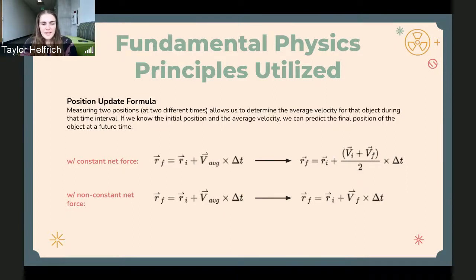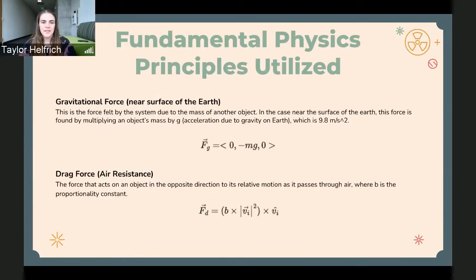And the average velocity for a constant net force is the arithmetic average, and it is the final velocity for a non-constant force. We also look at the gravitational force near the surface of the Earth, which is the force felt by the system due to the mass of another object. And in the case of Earth, we multiply a negative times the object's mass and g, which is the acceleration due to gravity on Earth.